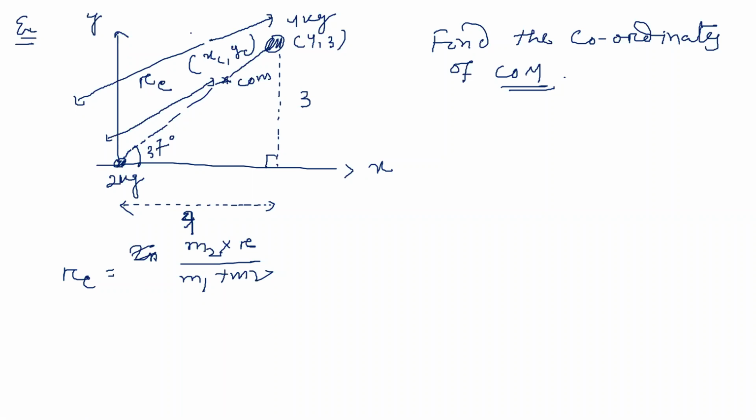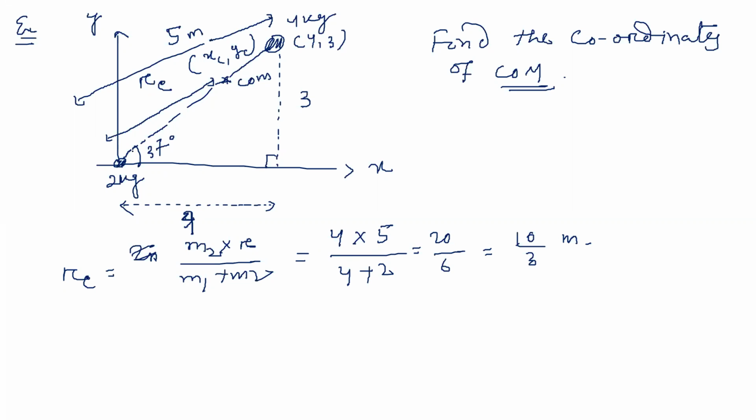5. Correct? Yes or no? This is 5 meter. That's an example for 5. Then for RC we can find M2 into R, that means 4 into 5 divided by 4 plus 2. That is 20 by 6, that is 10 by 3 meter. Understood, students? Yes, sir. So this RC is equal to how much?